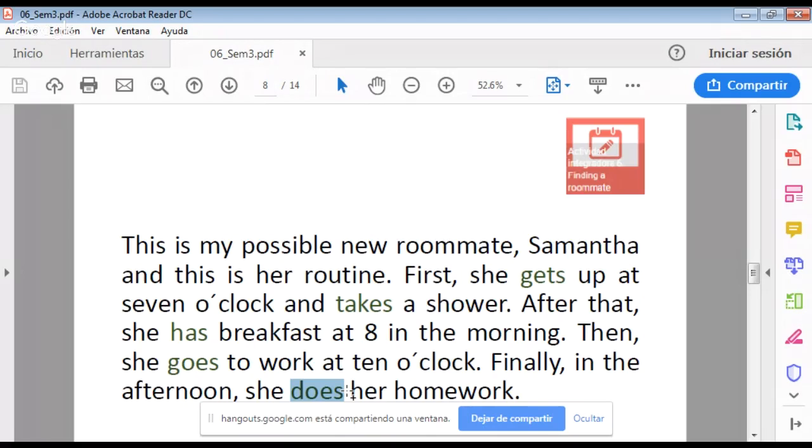¿Ok? Entonces, más o menos, ¿cuántas palabras? Yo diría que no más de 40 palabras para su párrafo. ¿Ok? No traten de hacerlo tan extenso.